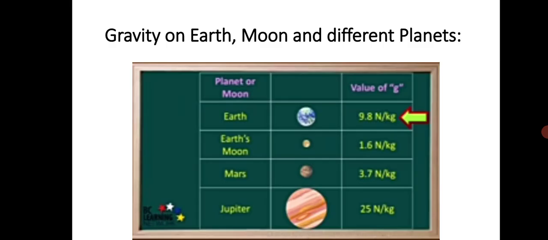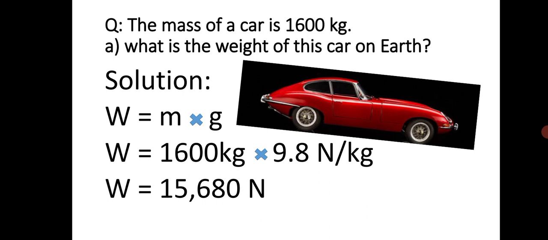Now, gravity of Earth, Moon and different planets. The Earth's value of gravity is 9.8 newtons per kilogram. Earth's moon gravity is 1.6 newtons per kilogram. The gravity of Mars is 3.7 newtons per kilogram. And the gravity on Jupiter is 25 newtons per kilogram.